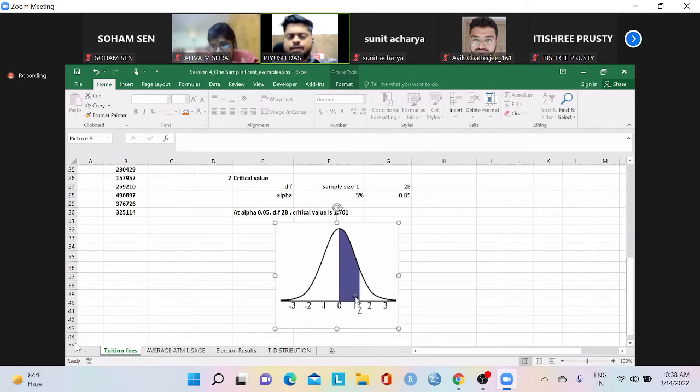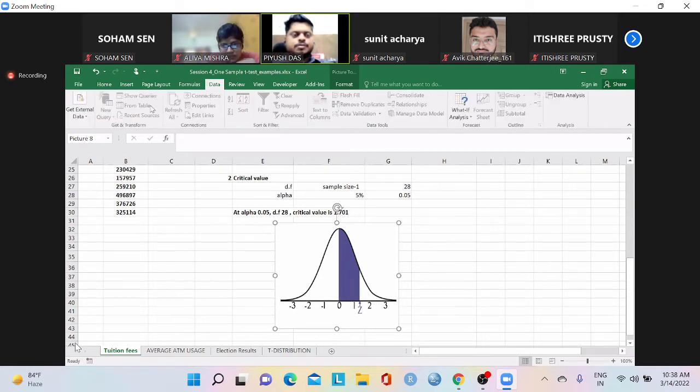So what it shows is where my critical value is. If my null hypothesis was true, that is my range. All my sample data points will lie between them, right?